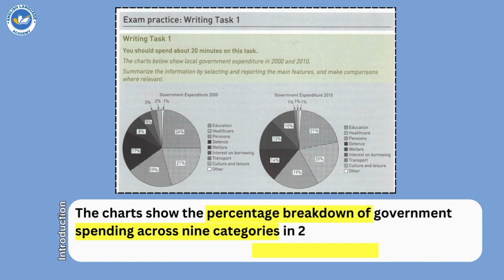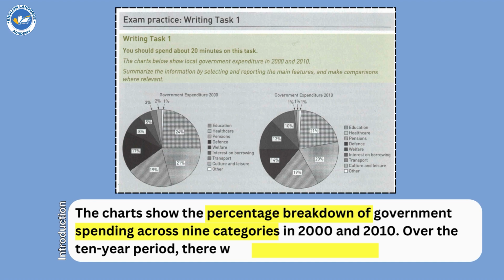Writing task 1, you should spend about 20 minutes on this task. The charts below show local government expenditure in 2000 and 2010. Summarize the information by selecting and reporting the main features and make comparisons where relevant. So straight away here we have a chart from 2000 and we have a chart from the year 2010, and we've been asked to highlight the main features and make comparisons where relevant.